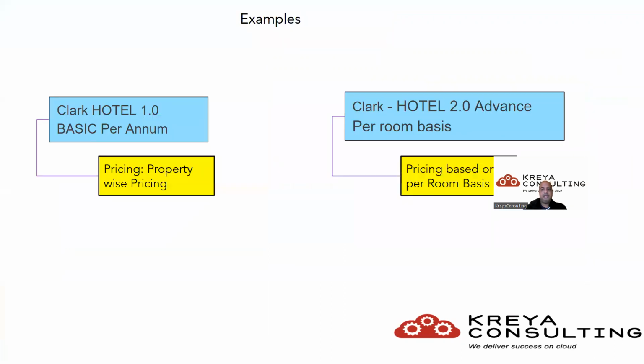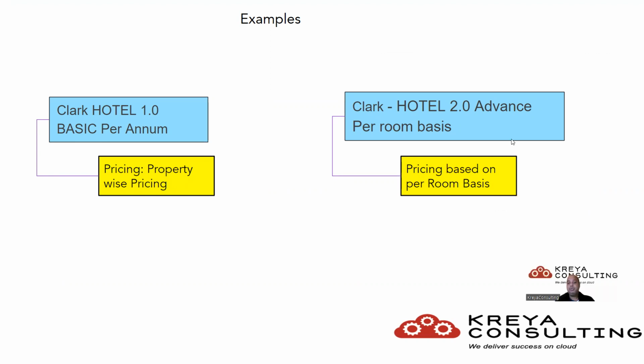Let me move to another one. I talked about pricing for Clark Hotel 1.0 Basic per annum. This is property-wise pricing. Another pricing I was discussing is the 2.0 per-room price basis, where pricing is totally dependent on the number of rooms. This way you can solve your problem.